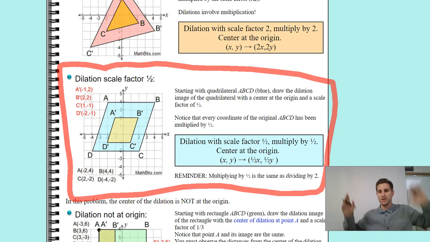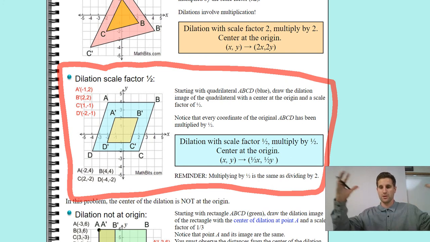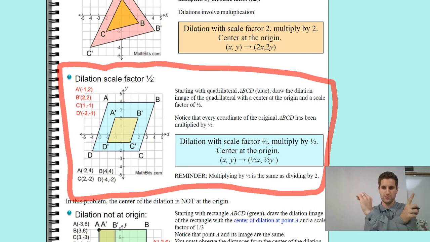And that's it. So we basically have scale factors for dilation, and if we have a number bigger than 1, it's going to enlarge. From 0 to 1, it's going to get smaller, like a fraction, and if it's 1, it'll just stay the same.